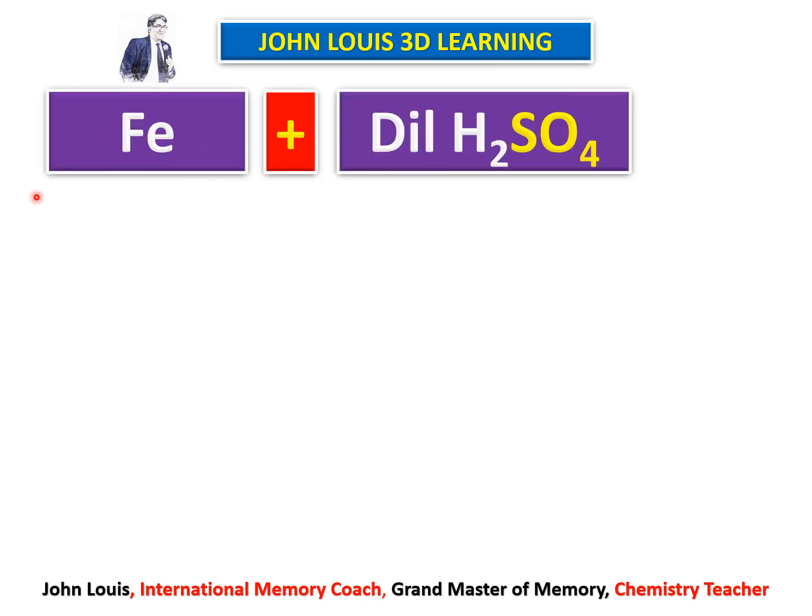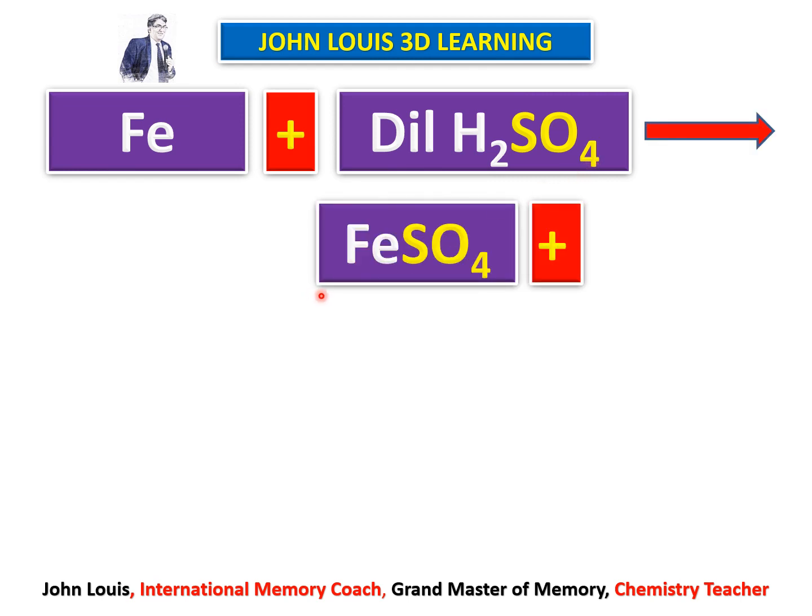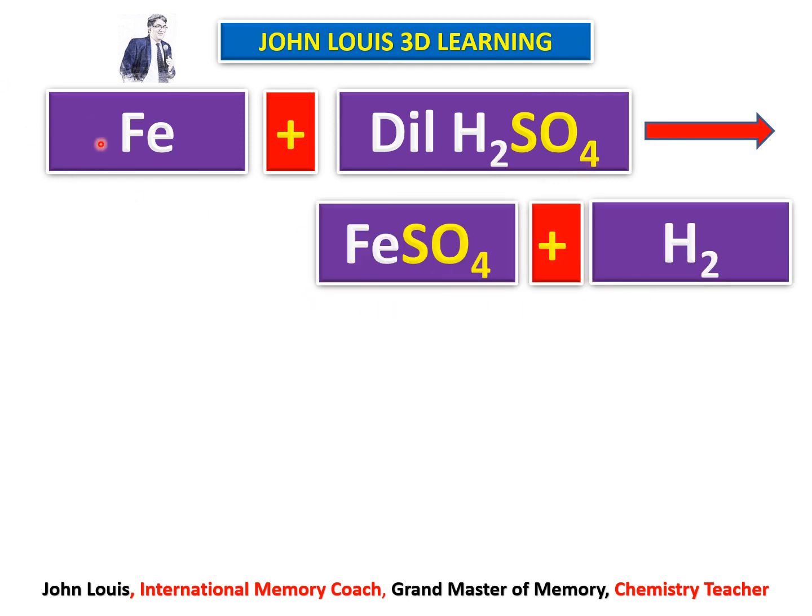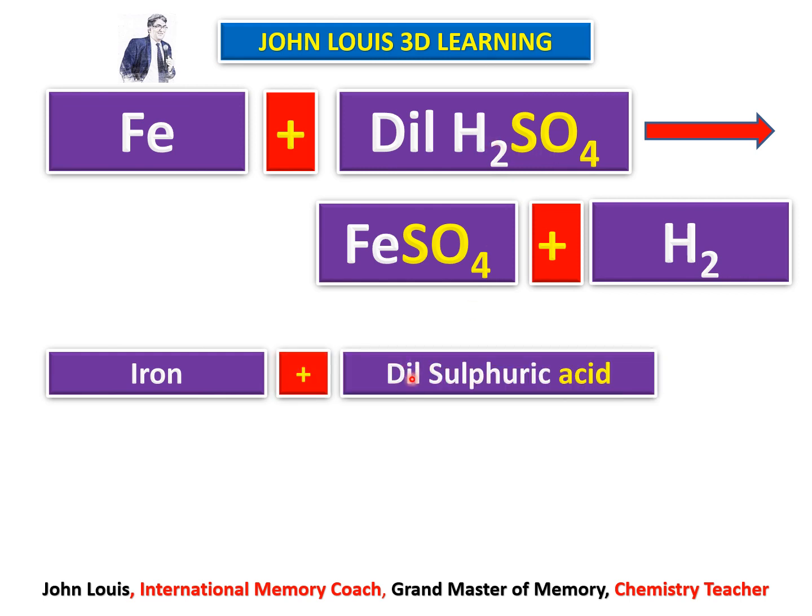Fe plus dilute H2SO4, that gives FeSO4 plus H2. What is Fe? Fe is iron. What is H2SO4? Hydrogen is positive ion, sulfate SO4 is negative ion. Therefore, this is known as hydrogen sulfate, but its commercial name is sulfuric acid. Therefore, we can take hydrogen sulfate as sulfuric acid.